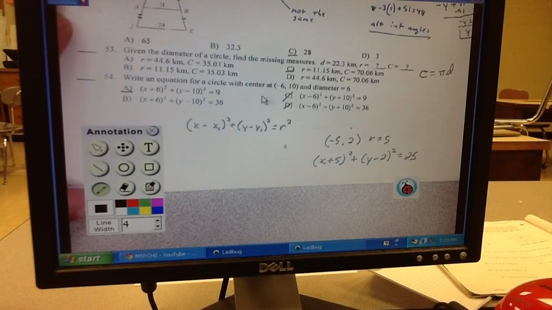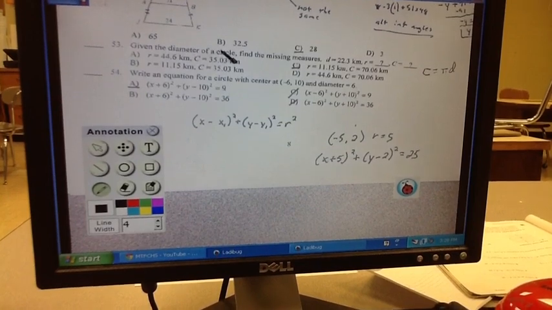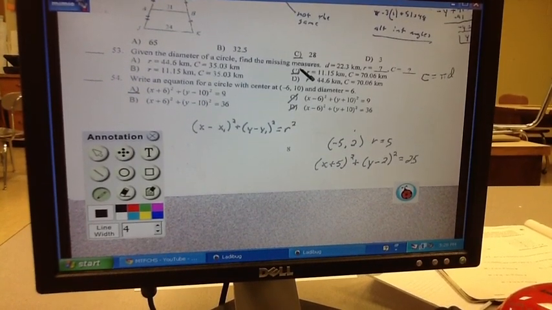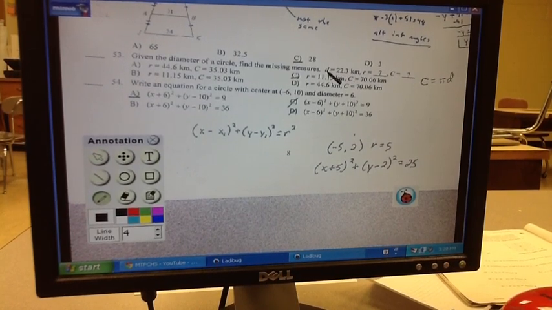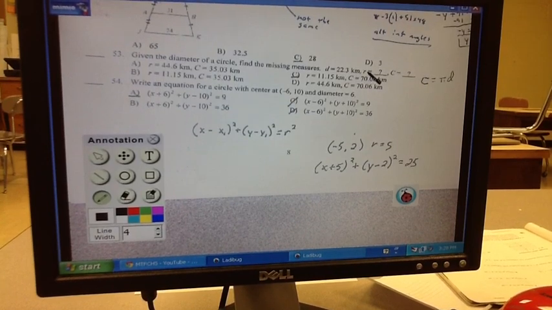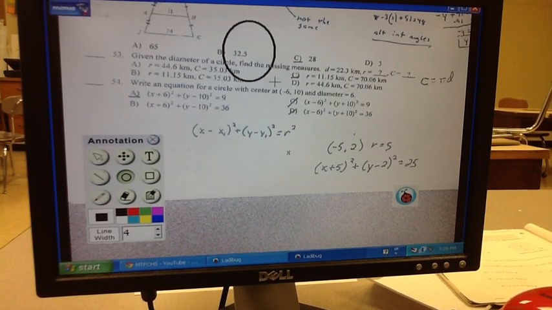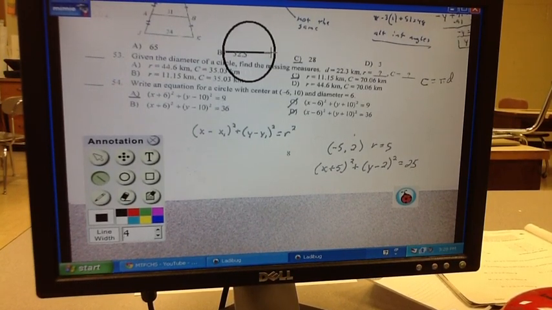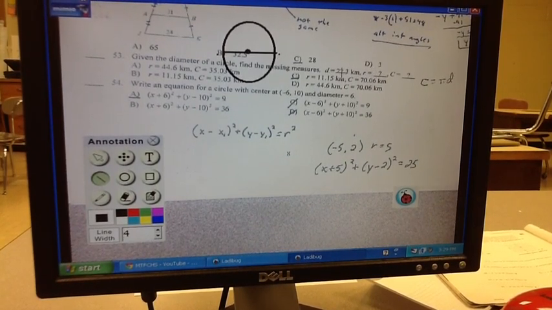Two left. Good old circles we're getting into. Given the diameter of the circle, find the missing measures. So we're looking for the radius and the circumference. Diameter is 22.3. So if we have the diameter, let's try to draw us a quick little circle. Give us a line through there. Remember, the diameter is that whole line from this point to this point. So half of that, if I just divide it by 2, gives us our radius. If I divide that by 2, I end up with 11.15.